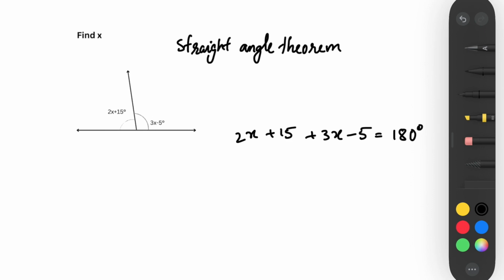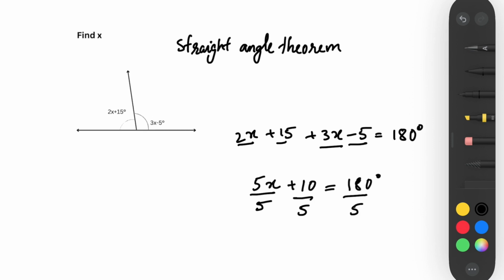Now we can simplify this by adding the like terms as 5x plus 15 minus 5, which is 10, is equal to 180 degrees. Now let's divide both sides by 5. We get x plus 2 is equal to 36.